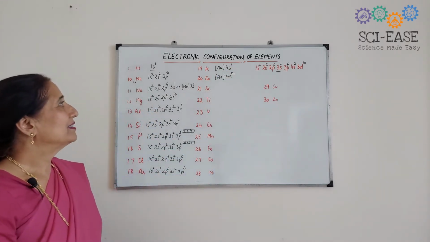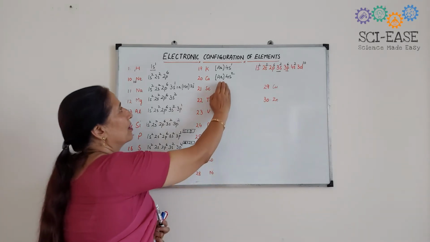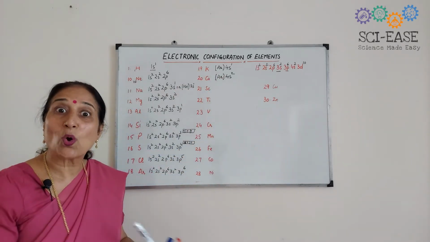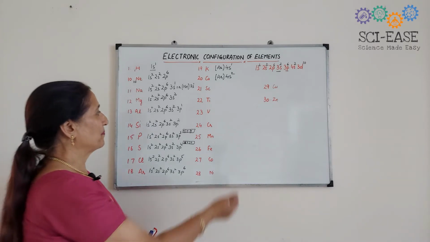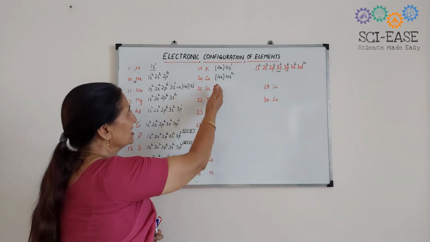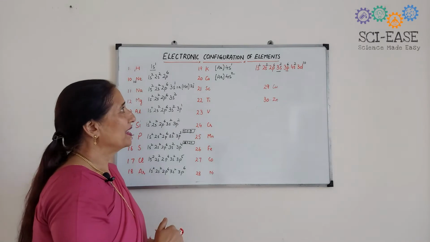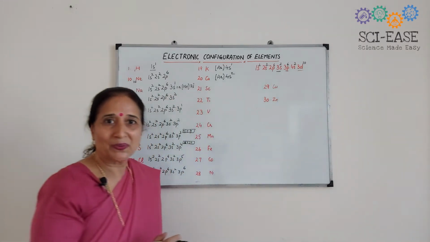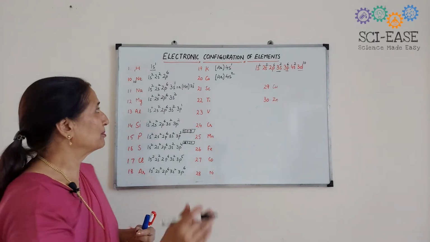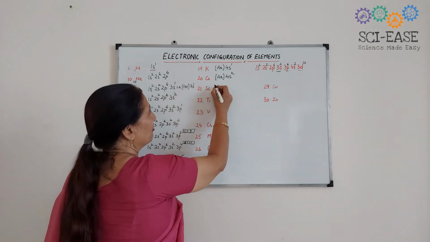So here this 4s subshell is also fully filled. Now come to scandium. These are transition elements, and here there is a D subshell also. We will start filling the D subshell. Now what is the configuration of this?